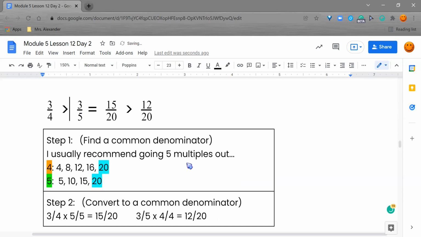As you're doing this, take your time. Remember, you're doing repeated counting when you're going to find the multiples. And if it's not in the first 5, keep adding until you find that least common multiple.